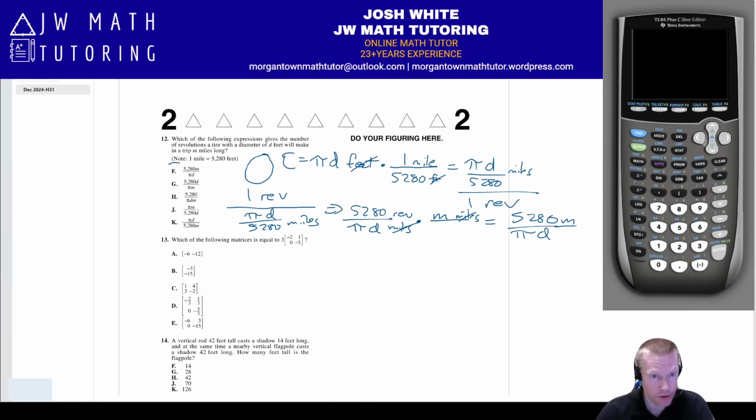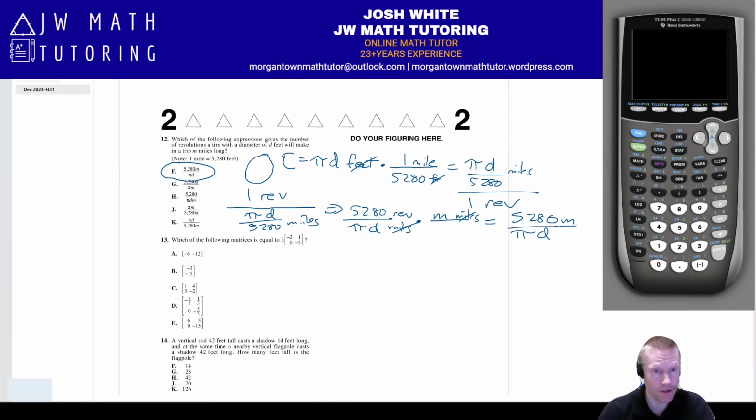So the correct answer for this one is letter F. Now, you could technically do this using picking numbers as well. It's going to be a little bit of work on the calculator because you have to pick a number of feet and a number of miles. And I suppose you could try to choose those such that the number of feet is a multiple of the number of miles so that it works out nicely to an integer.